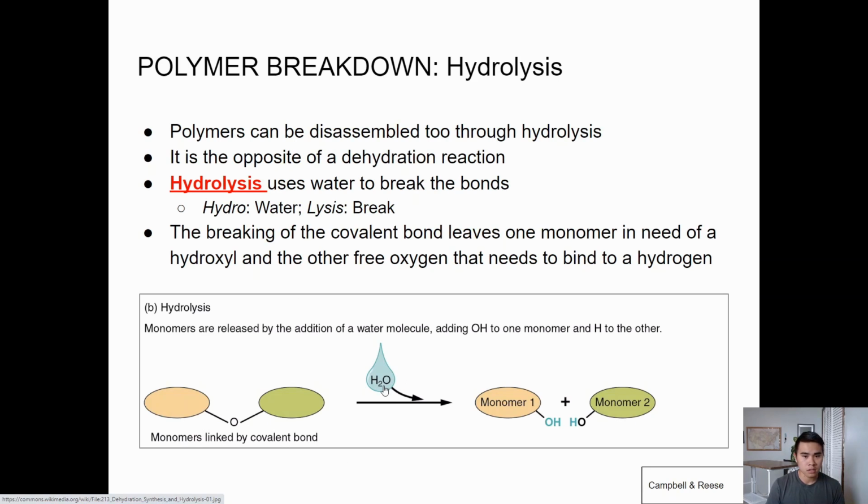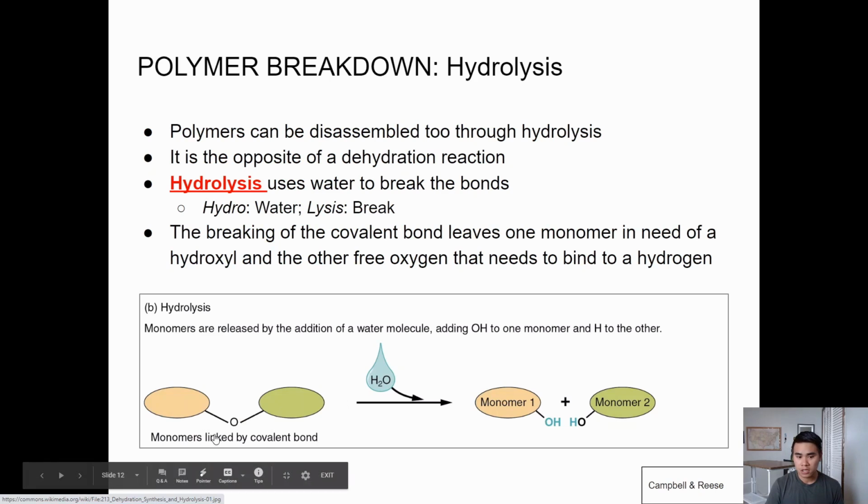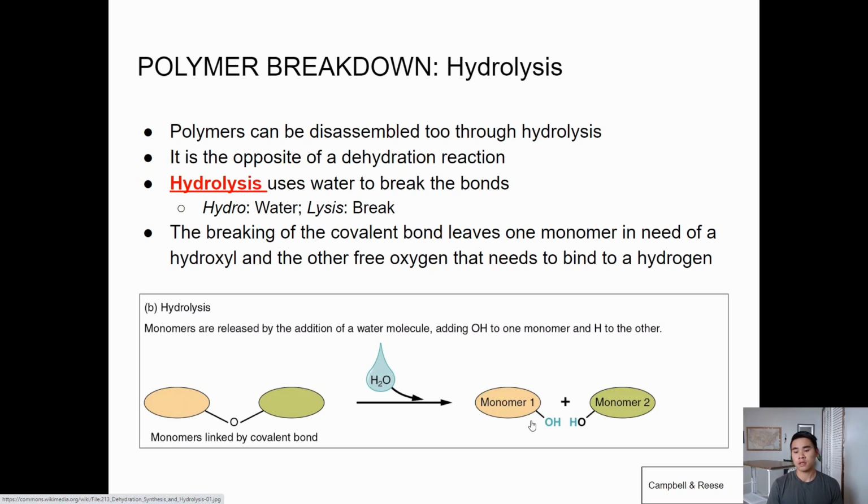essentially doing the opposite. So if you break the covalent bond between that oxygen right here, now that oxygen needs another bond for it to be stable. That hydrogen from the H2O will come and fulfill that. So now you have the hydroxyl for monomer 2, and now monomer 1 is lacking an entire OH group. Luckily, from that water molecule, you still have an OH group left, and that attaches to monomer 1, and now they are 2 separate monomers.